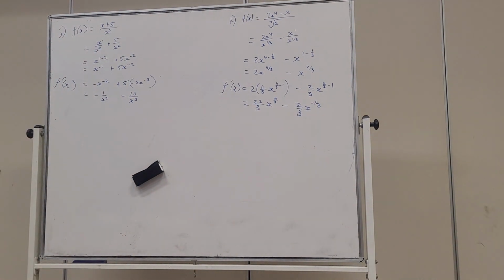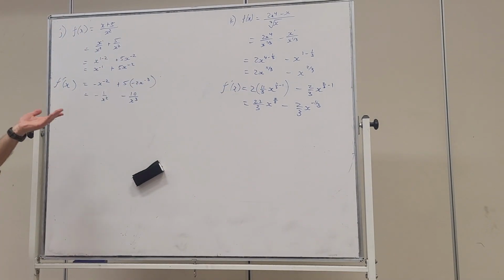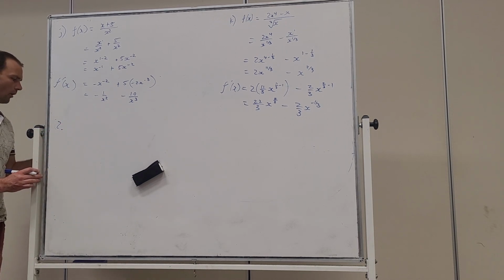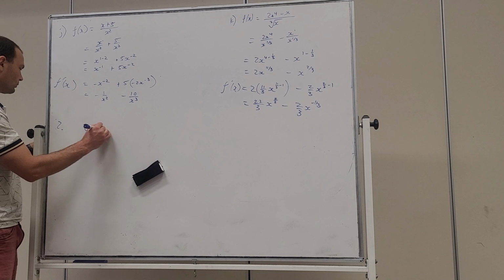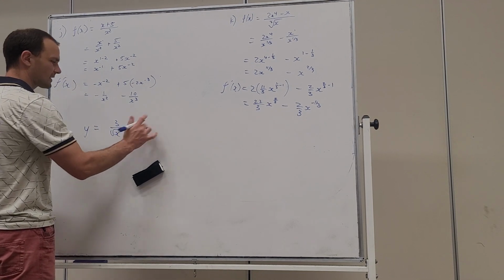Alright, so that was a pretty messy one, right? Messy because of the fraction involved. Hopefully the process makes sense though. Split the denominator, simplify index laws, and then just apply the power rule. Okay, last one. Find the slope of y equals 3 on the square root of x when x is 1.